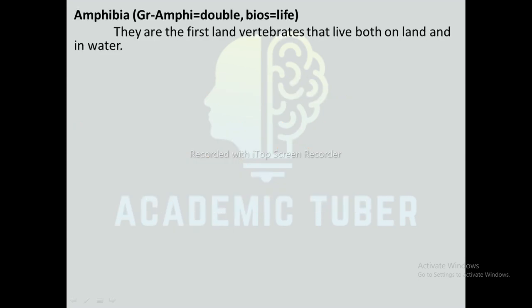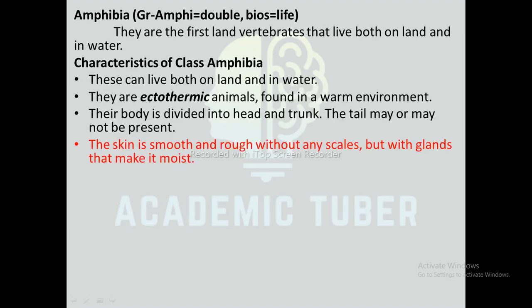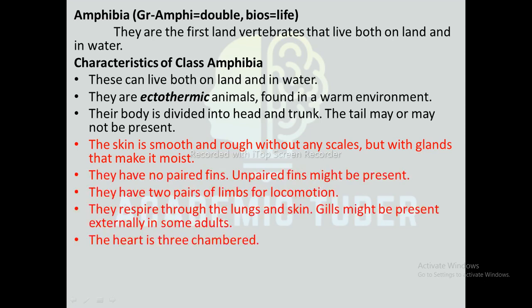Next one is Amphibia. They are the first land vertebrates that live both on land and in water. They are ectothermic animals found in a warm environment. Their body is divided into head and trunk. The tail may or may not be present. The skin is smooth or rough without any scales, but with glands that make it moist. They have no paired fins. Unpaired fins might be present.